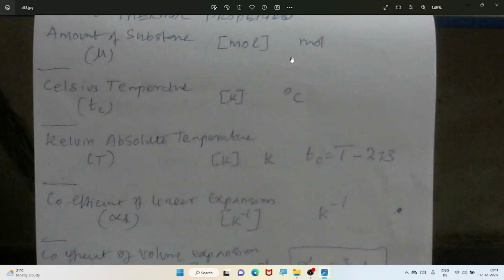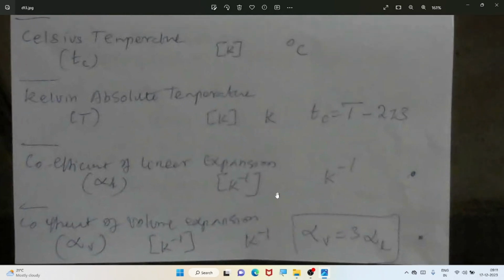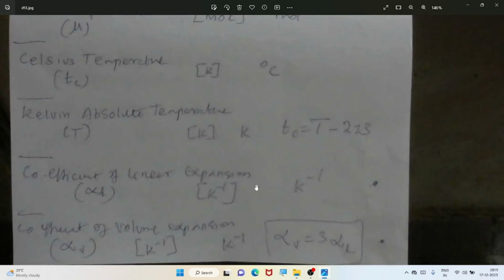Amount of substance, mole. Celsius temperature, C. Kelvin absolute temperature, K. Coefficient of linear expansion, 1 by K, that is K^-1. The coefficient of volume expansion is 3 times the linear expansion.